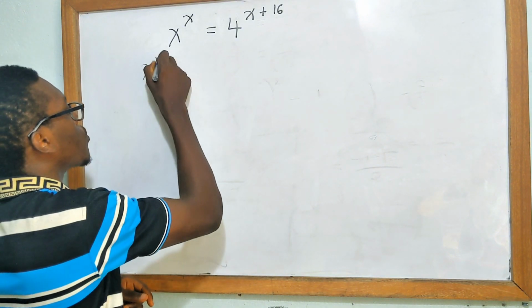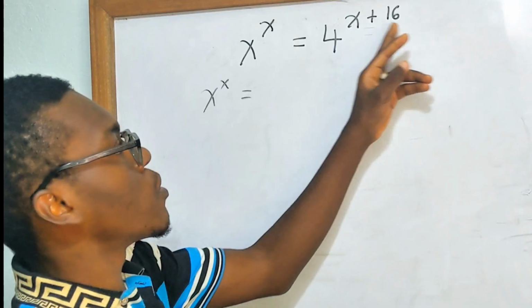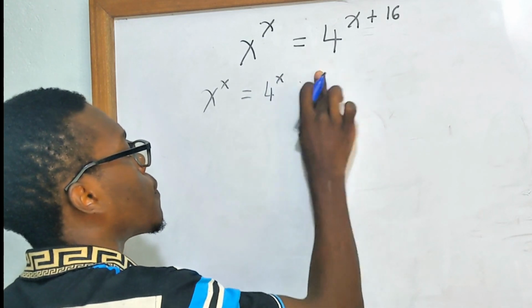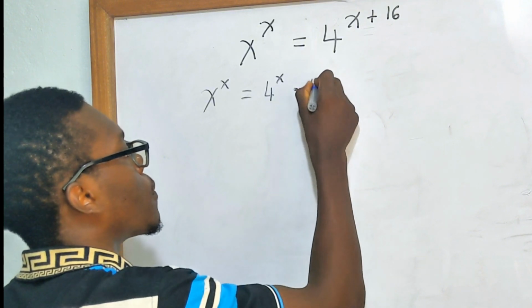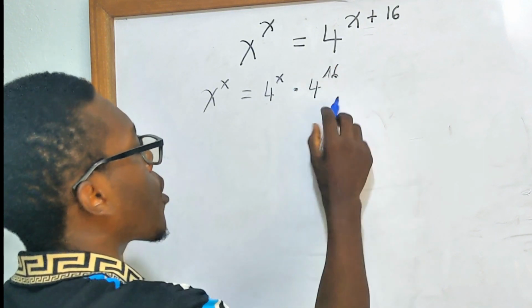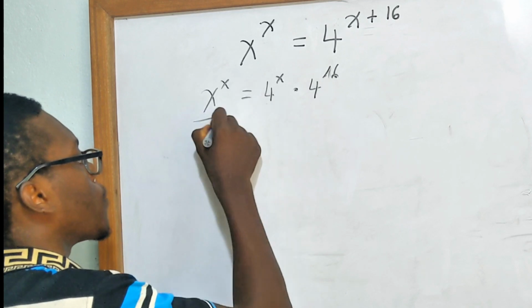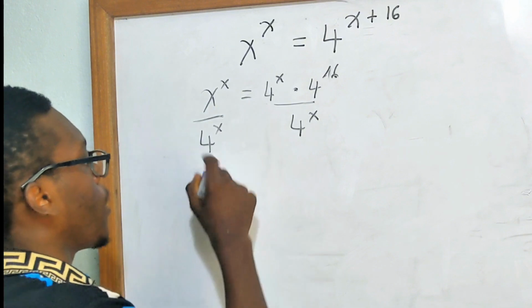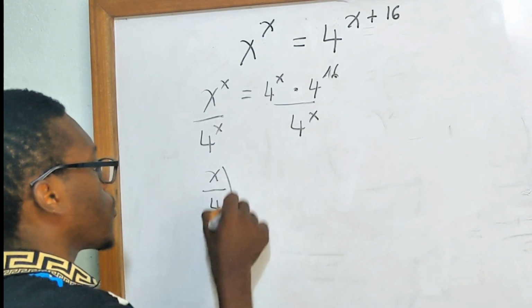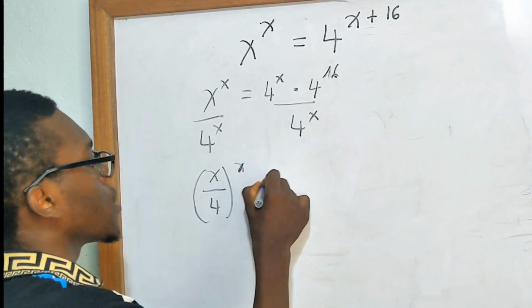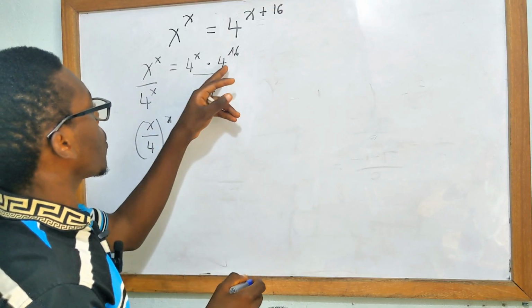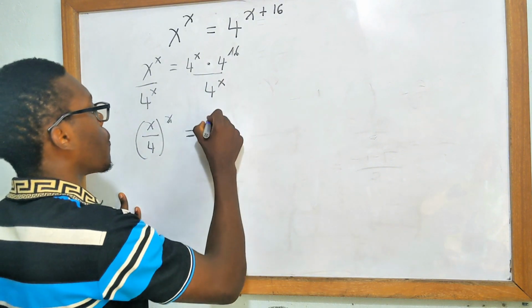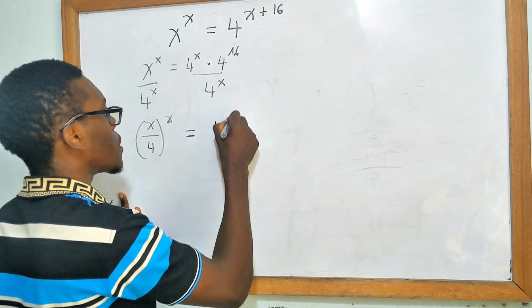Okay, we have x to the power x. Put it here. Is equal to what? 4 to the power x plus 16 can be expressed as what? 4 to the power x times 4 to the power 16. You can divide everywhere by 4 to the power x. So I have all over 4 to the power x here, all over 4 to the power x. Hence, we have x all over 4 to the power x is equal to 4 to the power 16.